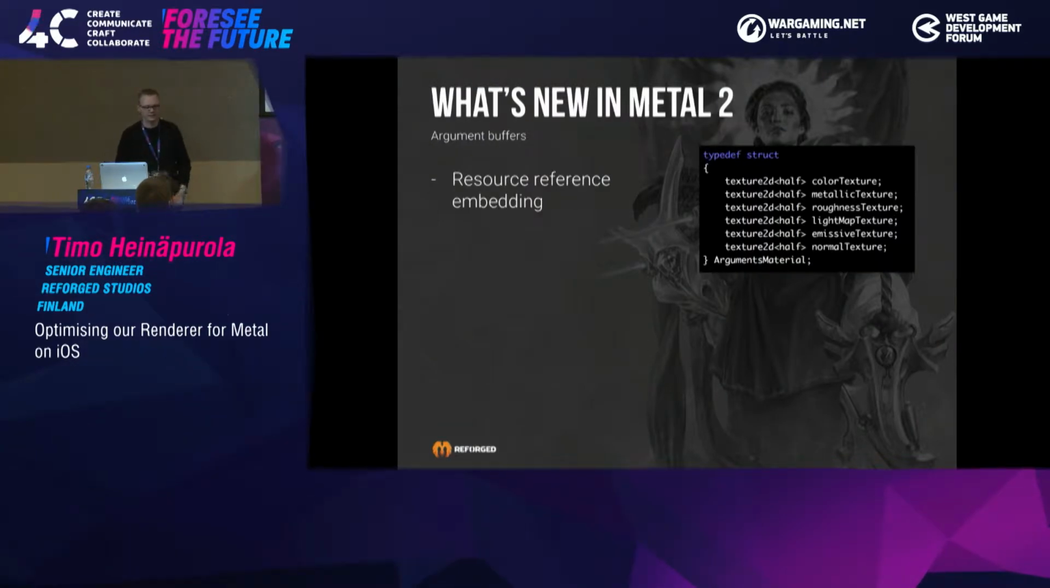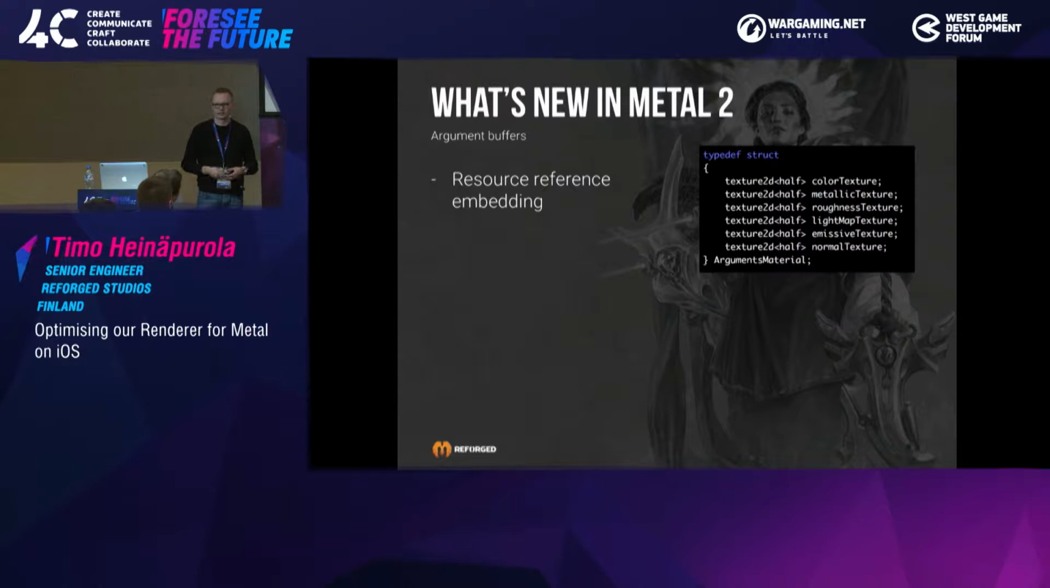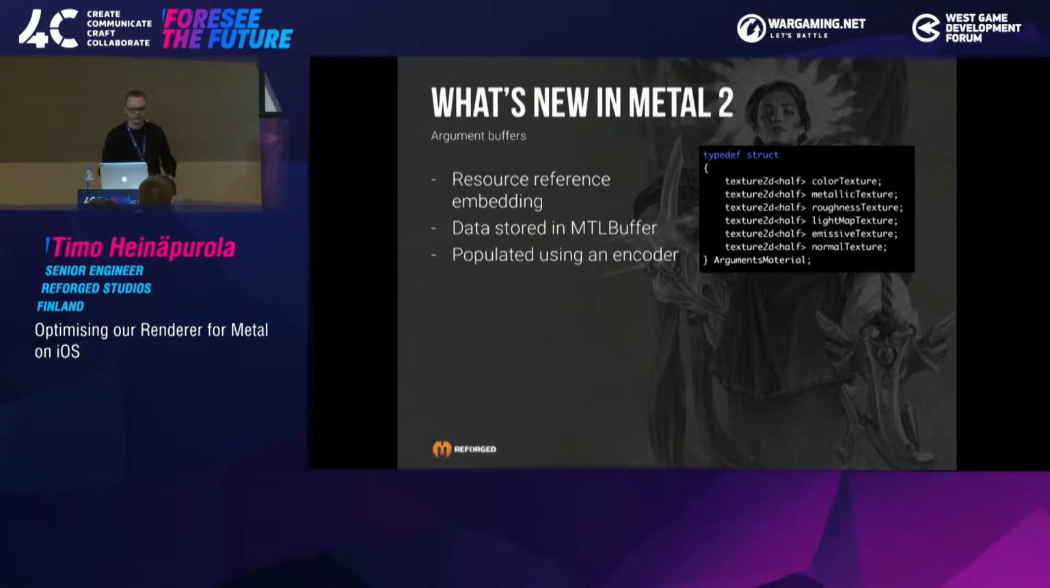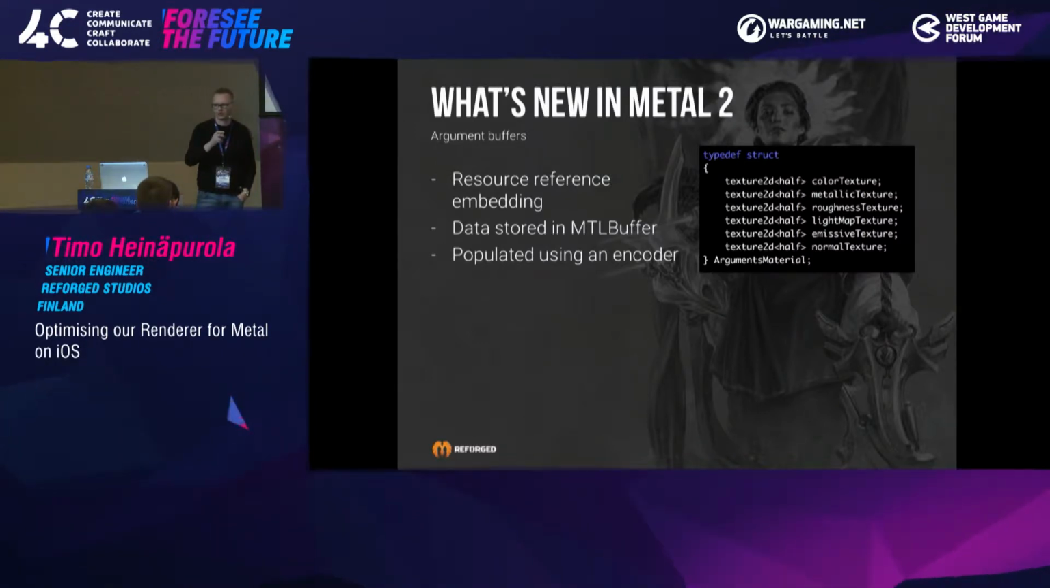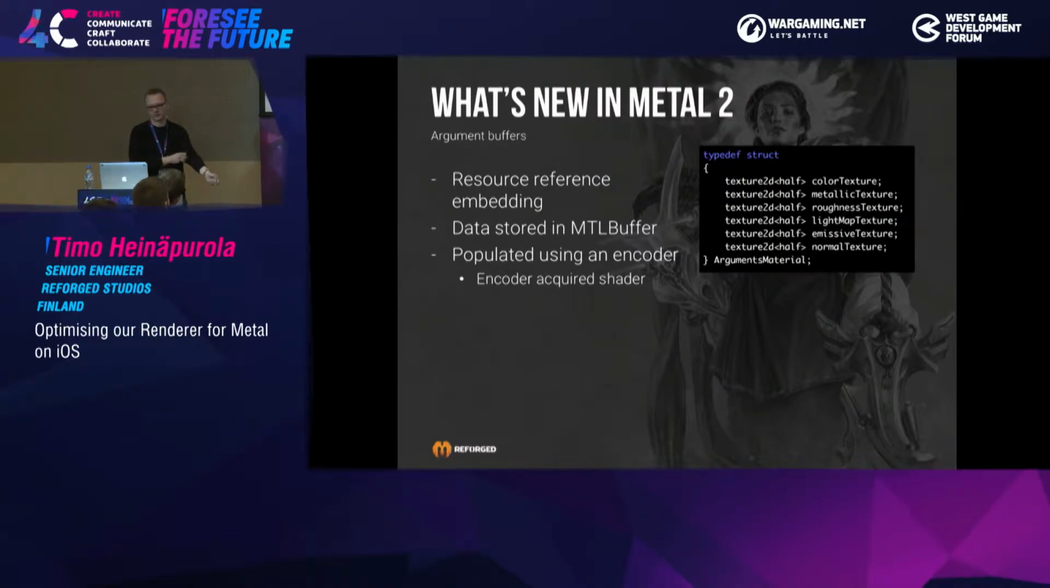Argument buffers, the idea is that it allows you to embed resource references in your constant data. So this means that you don't have to individually bind all the, say, textures, for instance, for every draw call. It's just a lot more effective that way. All the data is still stored in constant buffers, as it was before, as it is with all the constant data. But you need to use an argument buffer encoder to write your data into that buffer. And you get that encoder from a shader. So from an architectural point of view, that can sometimes be a bit challenging.